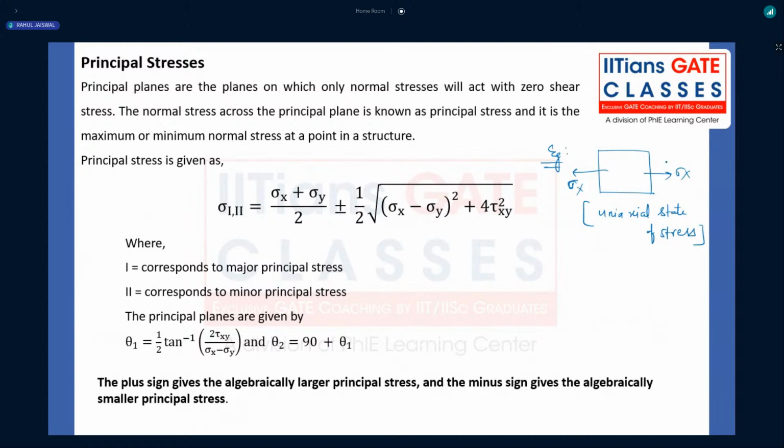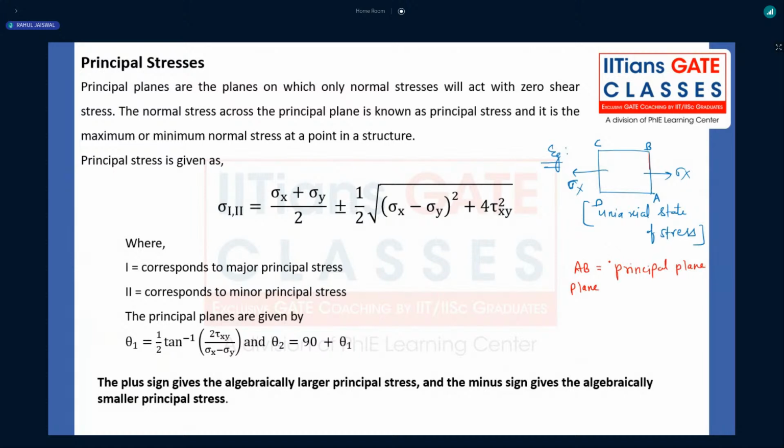In this one, can I call this plane AB, CD? Let me call it the AB plane. Now, can I call this AB plane a principal plane? Because there is no shear stress. So can I call this AB plane to be a principal plane? Tell me guys. Can I call this particular AB plane to be a principal plane? Yes. With 100% confidence, we can say that the AB plane is a principal plane. No doubt about that, right?